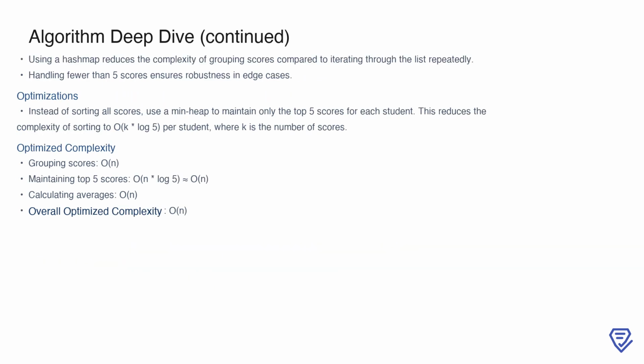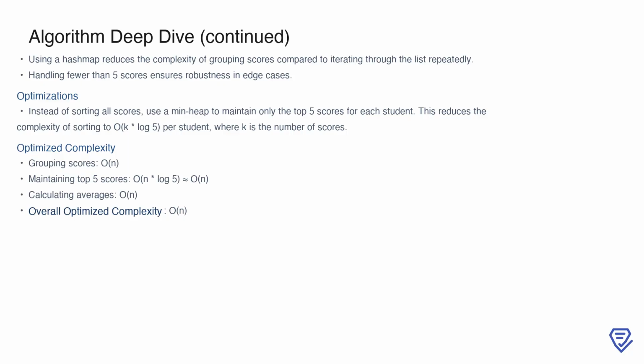To optimize the algorithm, we can use a min-heap instead of sorting all the scores for each student. A min-heap allows us to maintain only the top 5 scores for each student as we iterate through their scores. This reduces the sorting complexity to O(k*log 5), which simplifies to O(k), since log 5 is constant. With this optimization, the grouping step remains O(n), maintaining the top 5 scores also becomes O(n), and calculating averages remains O(n). Thus, the overall time complexity is reduced to O(n).